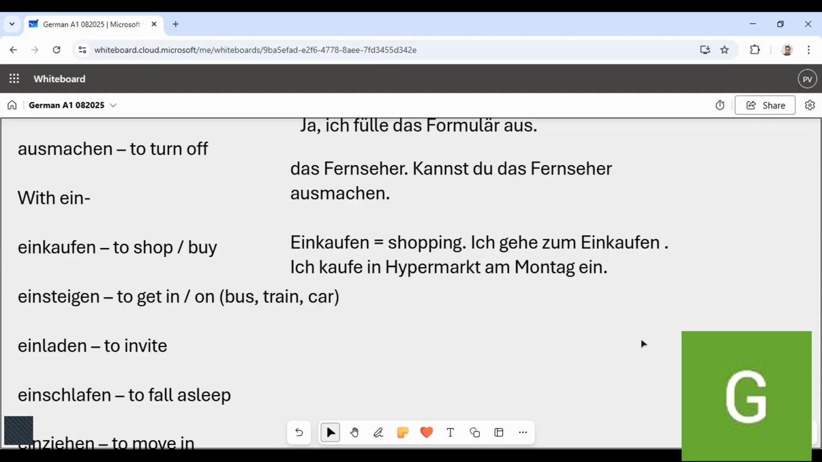Always remember einkaufen is shopping and kaufen is to buy. Suppose you go to a shop, buy a cigarette for 10 rupees and come back. It is kaufen, not einkaufen. You are not going for shopping to buy a shampoo.